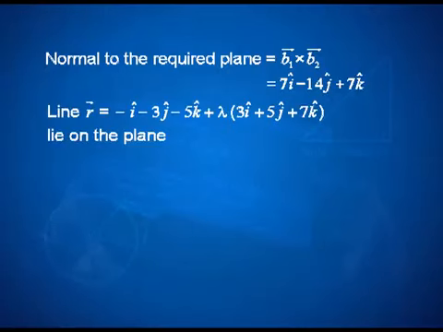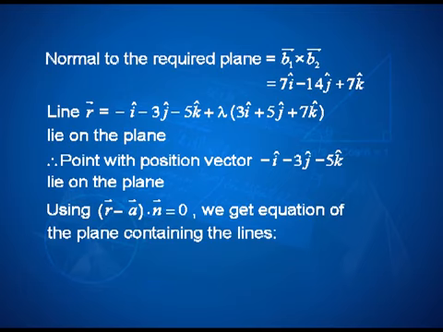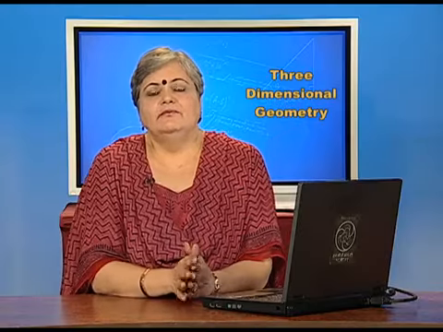Now, the line lies on this plane, and therefore, the known point of the line becomes the known point of the plane, and therefore, the point minus i cap minus 3j cap minus 5k cap lies on the plane, and therefore, using the form r minus a dot n equal to 0, we get the equation of the plane containing the lines as r dot 7i cap minus 14j cap plus 7k cap equal to 0. Isn't that simple? Very algorithmic.